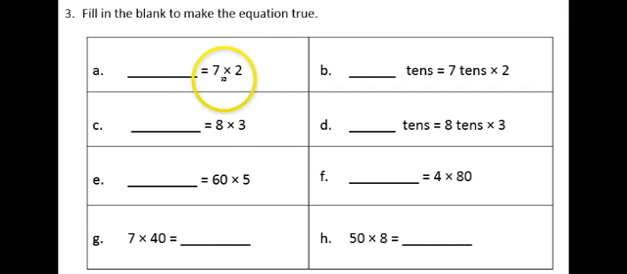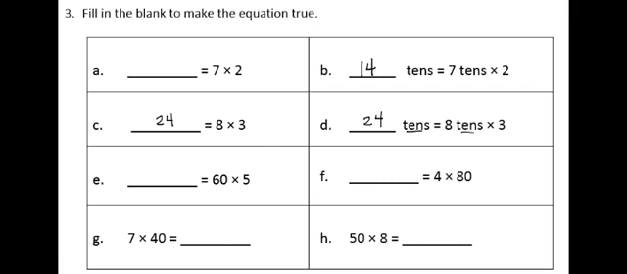The first problem is simply 7 times 2, which is 14. And we can think of that as 7 ones times 2. When I look at the problem next to it, I see that I have 7 tens times 2. That would give me 14 tens. Let's move to the next problem. 8 times 3 is 24. If I have 8 tens times 3, that would give me 24 tens.